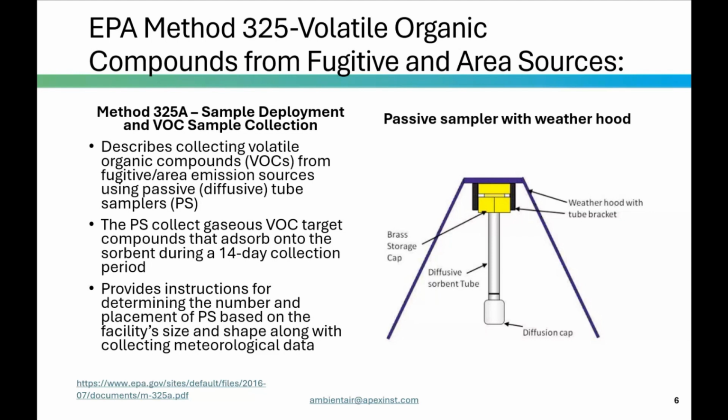325A also describes where to place these passive samplers when you deploy them at a facility, how many to deploy, and where to space them depending on the size and shape of the facility. And it also has guidance for collecting meteorological data.